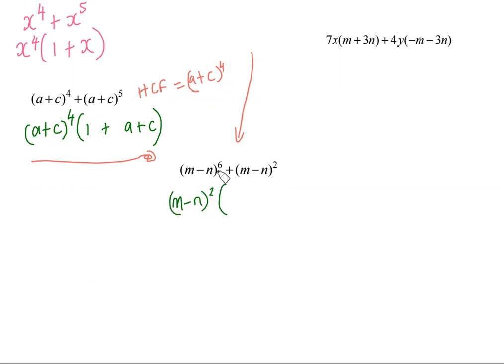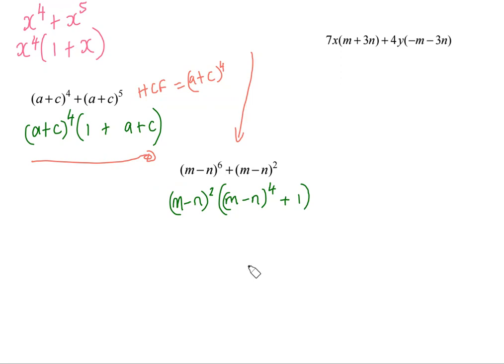Then we are left with, remember, we're saying 6 divided by 2. What do we get? We get 6 minus 2, which is going to be the power of 4. So it means it's going to be m minus n to the power of 4 plus 1.